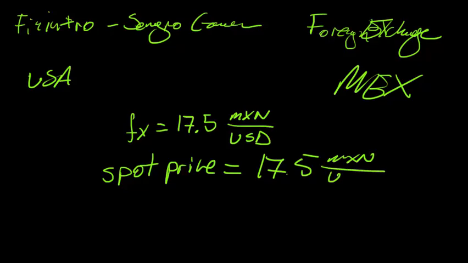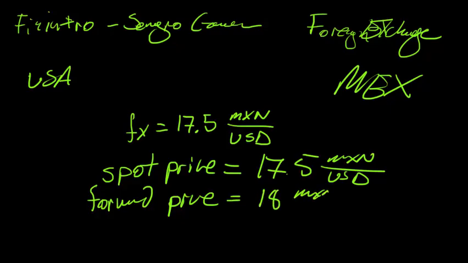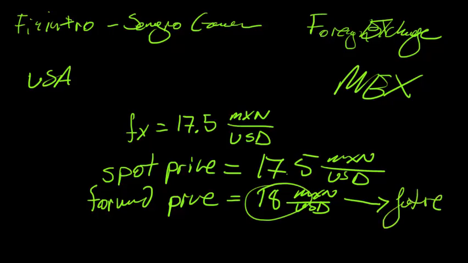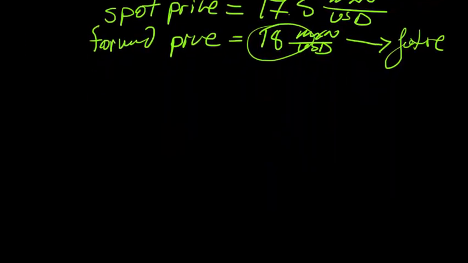The reason we refer to this as the spot price is because there also exists a forward price. In this case, we're just going to say the forward price is 18 MXN over USD. That basically means that I can exchange at this rate at some point in the future. But we're not really going to worry about that too much. We're just going to focus on the spot price for our basic understanding. And so let's go back to our example.